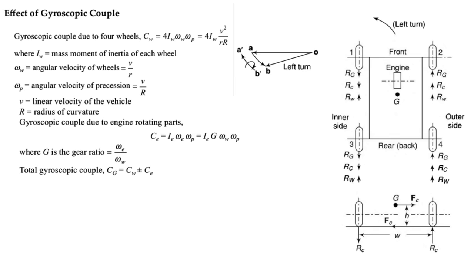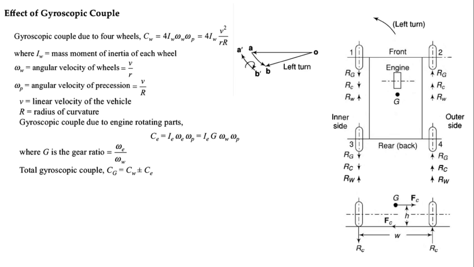I omega is the mass moment of inertia of each wheel, and omega w is the angular velocity of the wheel, that is v by small r, and omega p is the angular velocity of precession, equal to v by capital R. v is the linear velocity of the vehicle, and capital R is the radius of curvature. The gyroscopic couple due to engine parts will be CE, that is IE omega p, where the gear ratio is omega e by omega w. So the total gyroscopic couple will be CG equal to CW plus or minus CE, for the wheels and for the engine.